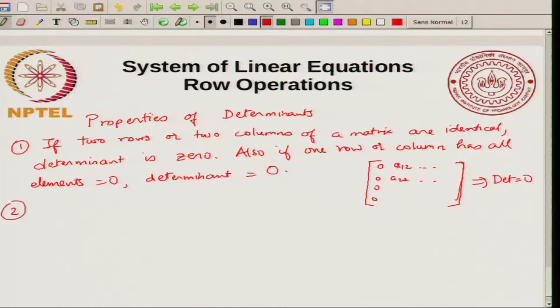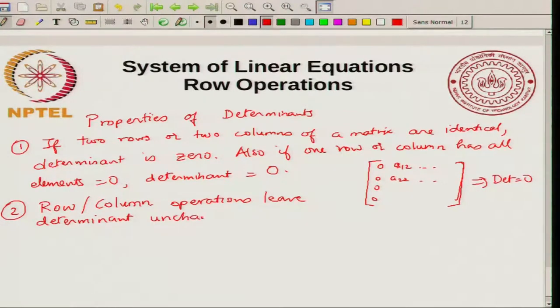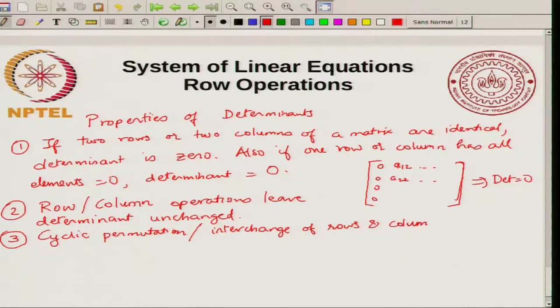The second property is row or column operations leave the determinant unchanged. Okay, so suppose I do these row or column operations that we talked about, then the determinant does not change. The third one, cyclic permutation or interchange of rows and columns leaves the determinant unchanged.